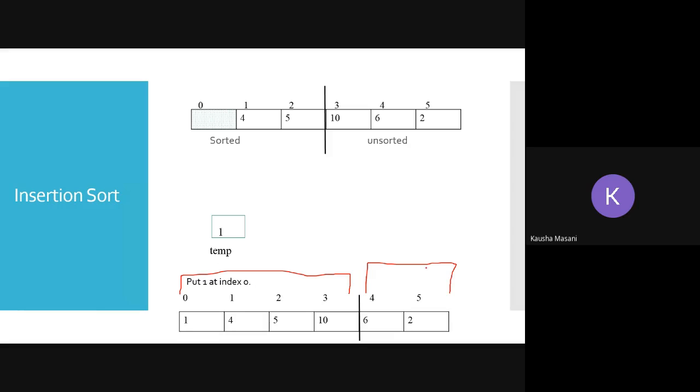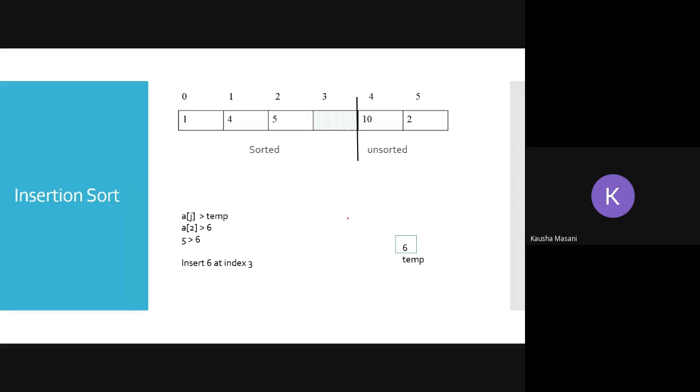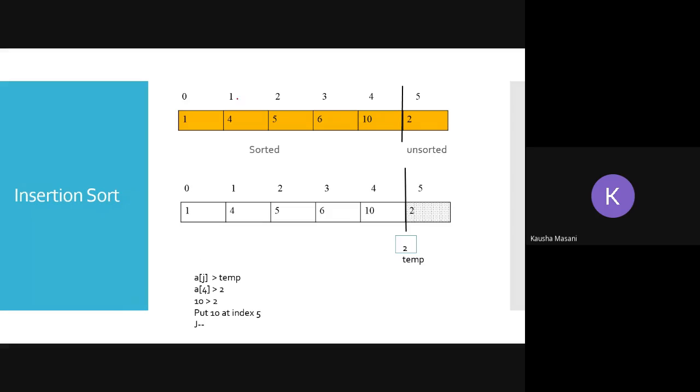Again repeat the same process. Take 6 into temp. Okay. 6 is placed in temp and compared with each of them. So here 10 is going to shift to this side. Right? 5 is not going to shift because 5 is not greater than 6. So 6 is going to be placed here. Okay. See. So now 1, 4, 5, 6, 10 is my sorted array. 2 is the part of the unsorted array.